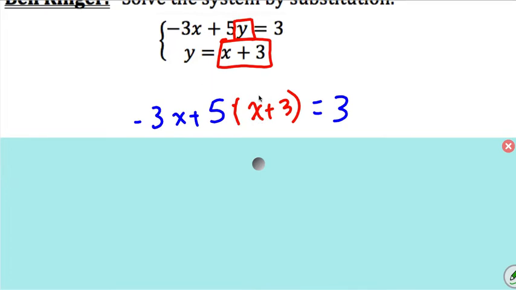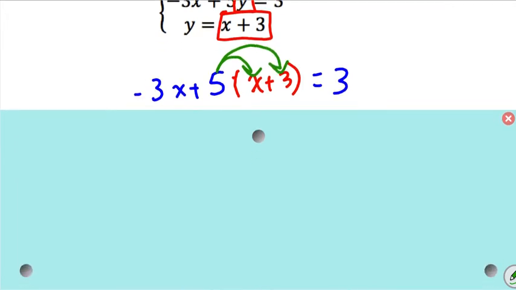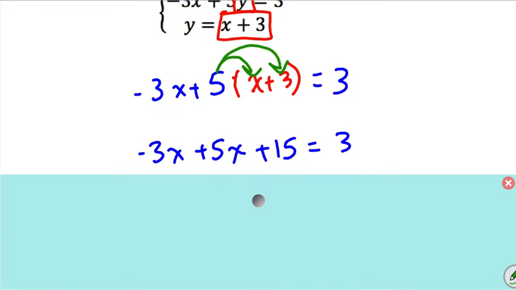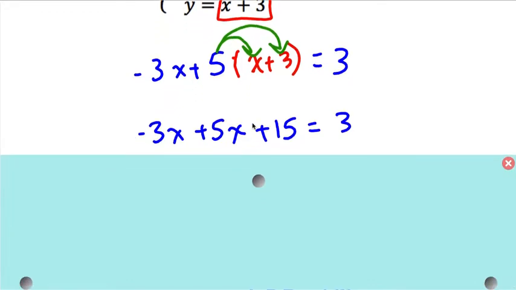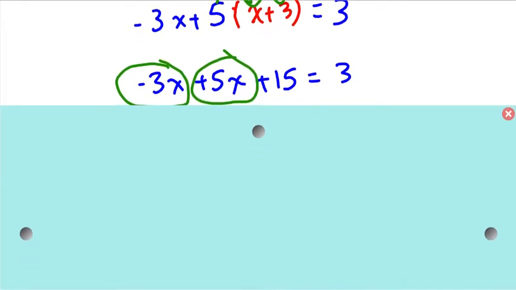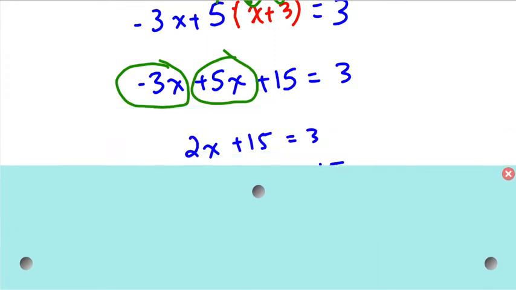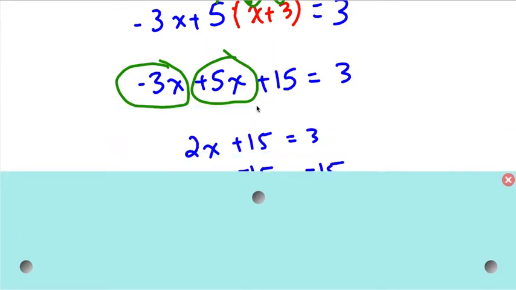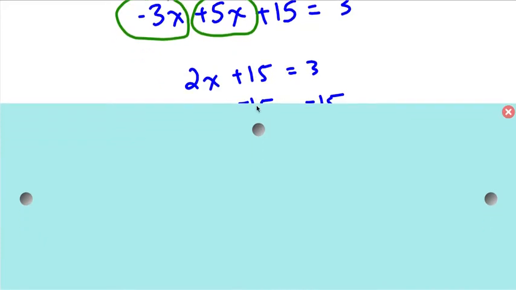Now, we see some parentheses, so we need to do our distributive property. So we got 5 times x and 5 times 3. So we get 5x plus 15. Combine your like terms. I have a negative 3x and a plus 5x. Negative 3x plus 5x gives you 2x. Bring down the rest of the equation. Plus 15 equals 3. Then we start moving some stuff around.